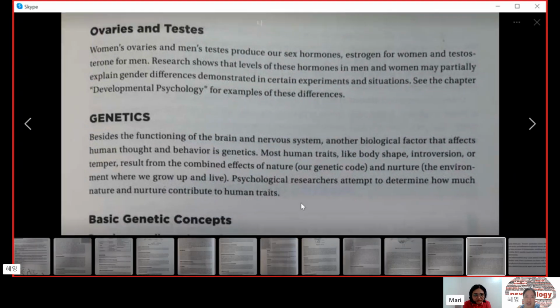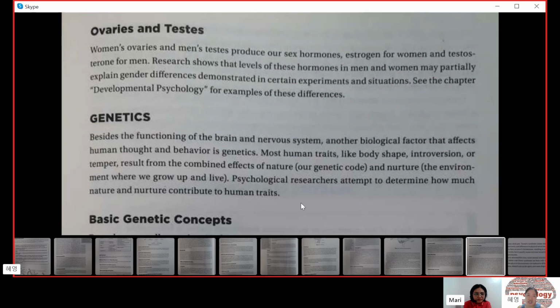And then the ovaries and testes. Women's ovaries and men's testes produce our sex hormones, like estrogen for women and testosterone for men. Maybe you've heard of these hormones, right? Yes, right. Research shows that levels of these hormones in men and women may partially explain gender differences demonstrated in certain experiments and situations.